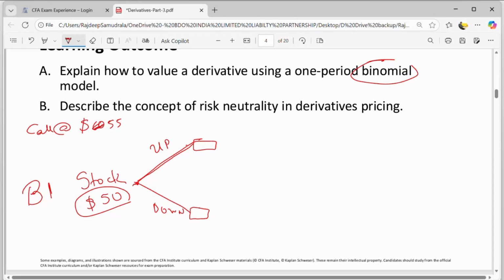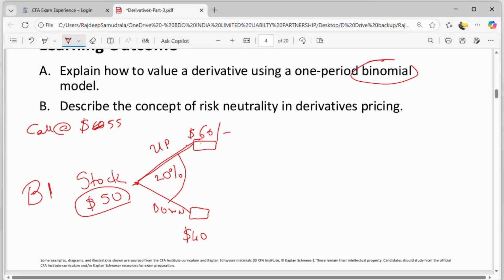So let's assume that if the stock goes up, it will go up by 20. But you have to also say that if the stock goes down, it will go down by 20. So 20% is your assumption. Clear? So let's do the maths. 20% of 50 is how much? 10. So that means if the stock goes up, it will go up to 60. But if the stock goes down, it will go down to 40. Clear?